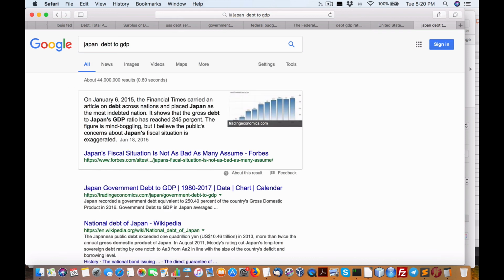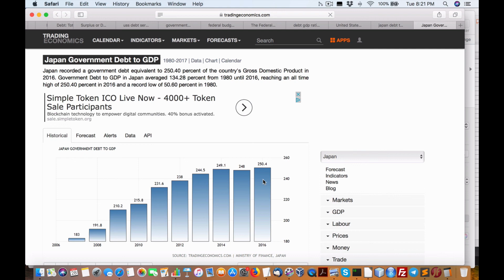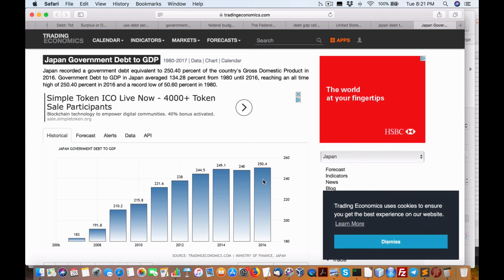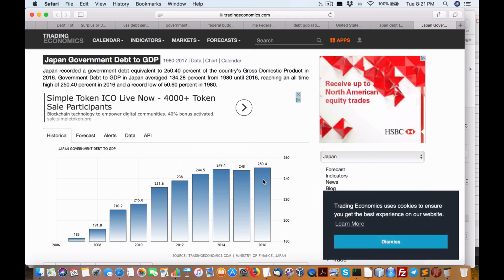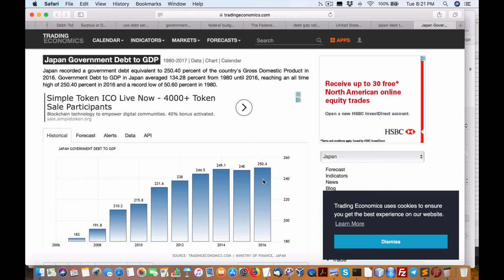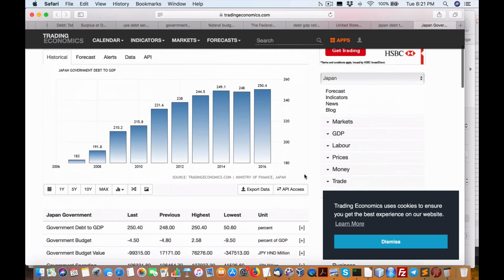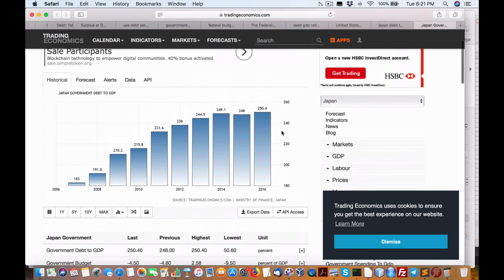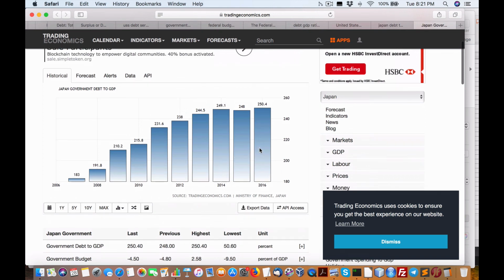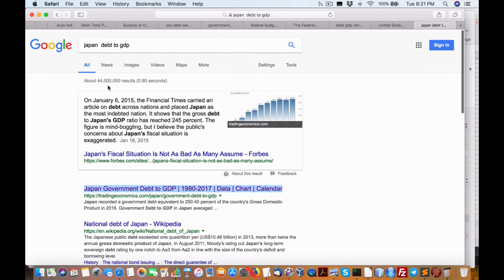Okay, Japan. They're pretty well high. 250. But they're so wealthy, they have a diverse economy and manufacturing, they can handle it. But this is kind of scary. If their manufacturing base was hit, they would be in a load of trouble. China.